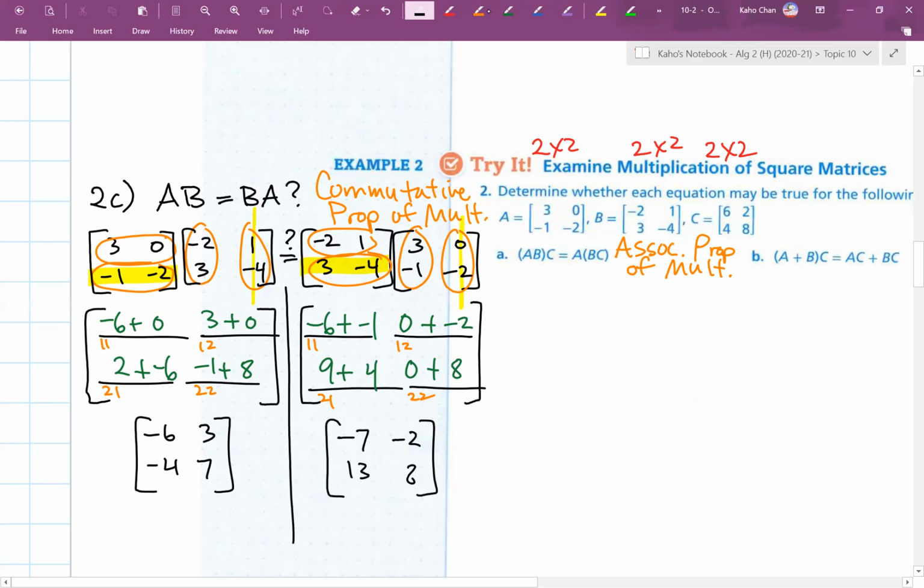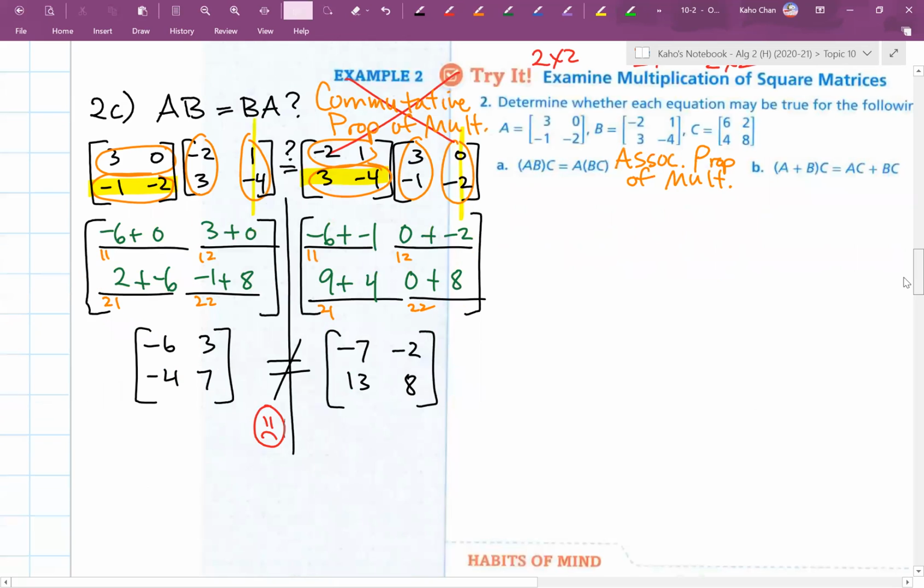This is definitely not equal. A times B doesn't equal B times A. Fail. So the commutative property of multiplication does not exist for matrix multiplication, sad face. All right. Let's go to 2A next and check to see if the associative property of multiplication works or not.